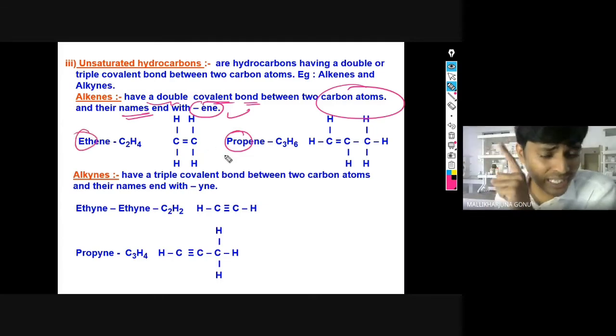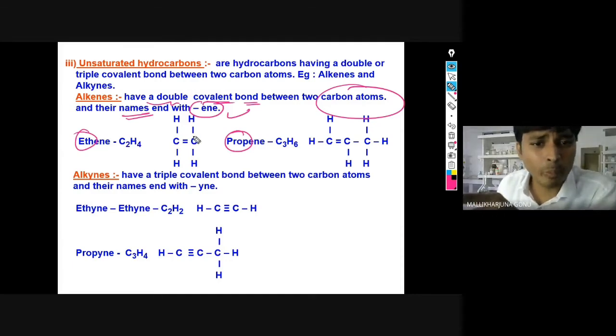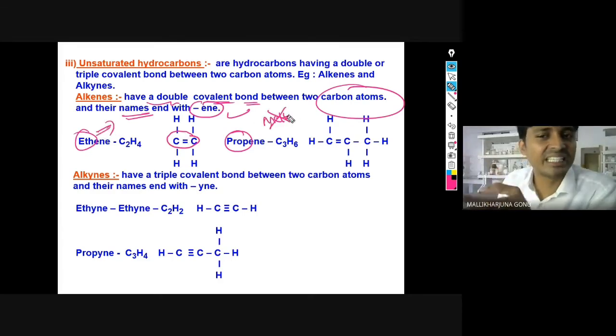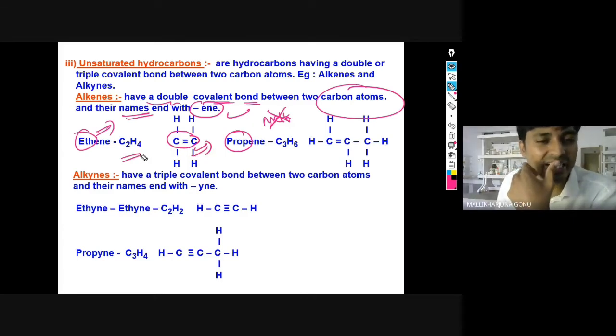And just one other important point I am saying. The double bond is there between whom? 2 carbon atoms. So this will start from eth only. This will not start from meth. So meth doesn't exist in the case of alkenes and alkynes. It always starts from where? 2 carbons. Like ethene, I have written C2H4.